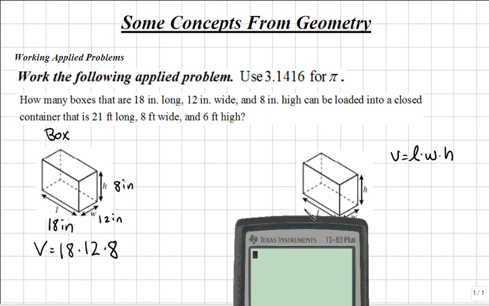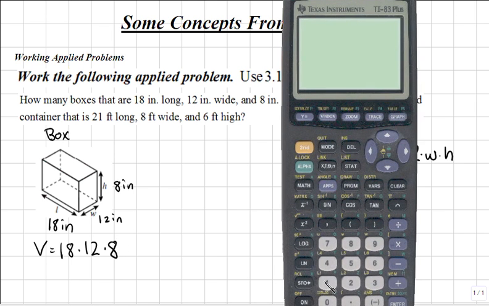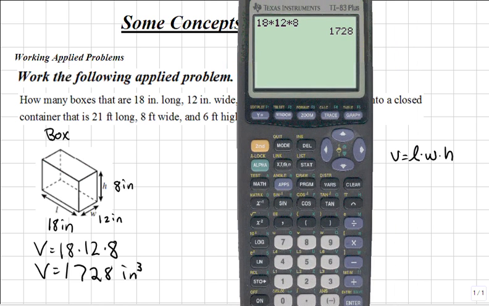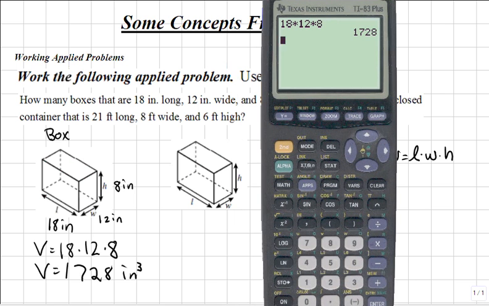Let's use a TI-83 graphing calculator to compute this result. So we'll multiply 18 by 12 by 8 to arrive at the volume of a single box, which is 1,728 cubic inches. If we are to find how many boxes will be in our container, it should be measured in inches, not feet. So we wish to compute our container by first finding how many inches long, wide, and tall it will be.